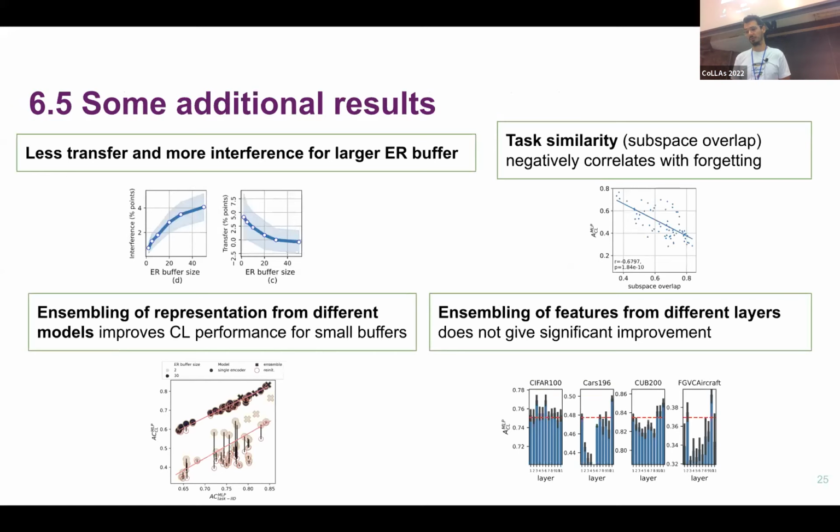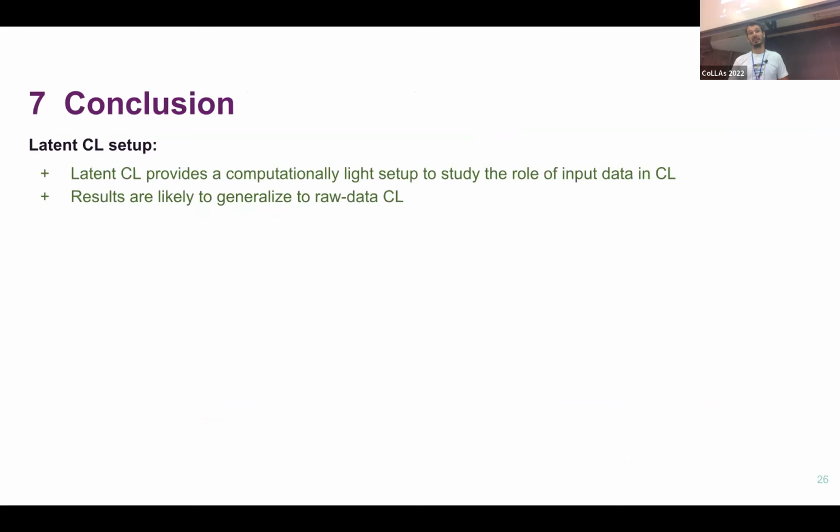It's also important to mention some other results that we have in our paper. We looked at task similarity, and we tried to link the good performance of the model in the in-distribution case to the task similarity. We looked at how transfer and interference evolve as you change the replay buffer size. We also looked at ensembling representations coming from different feature extractors. To conclude, we showed that data plays an important role in continual learning, and we think it's a promising research direction to study how data impacts the final continual learning accuracy. And we think the latent CL setup can be useful for that, because we can generate so many streams, and our experiments will be very compute efficient.